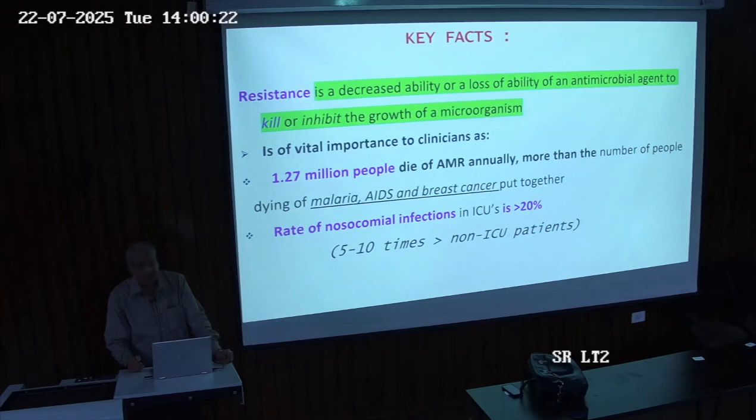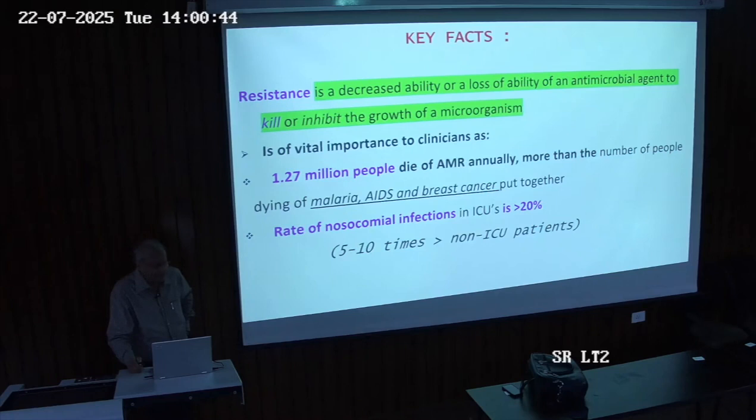So it has a diminished ability to kill the organism or to inhibit the growth of a microorganism. So like bacterial growth cannot be inhibited, so that is what is known as antimicrobial or antibiotic resistance.